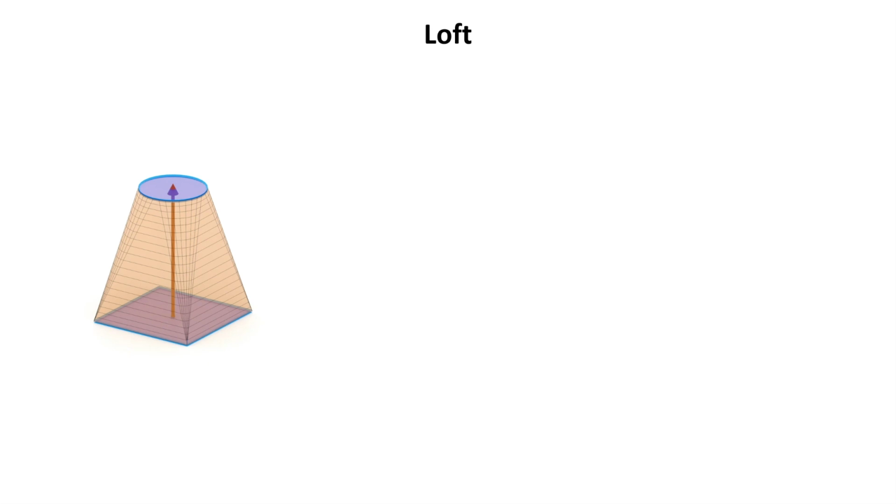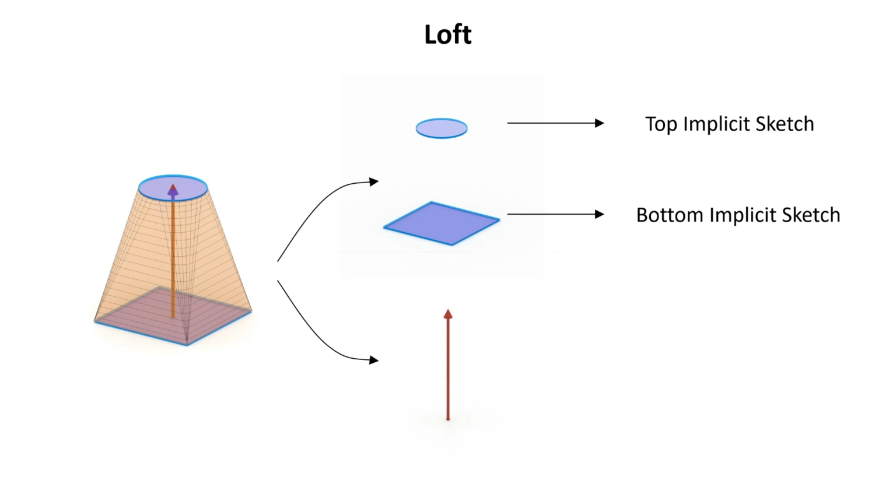The loft operation creates a 3D object by connecting the top and bottom 2D sketches. Since the top and bottom sketches are different, we train the network to learn each sketch separately. For the path component, similar to the extrude operation, we simply learn the height.